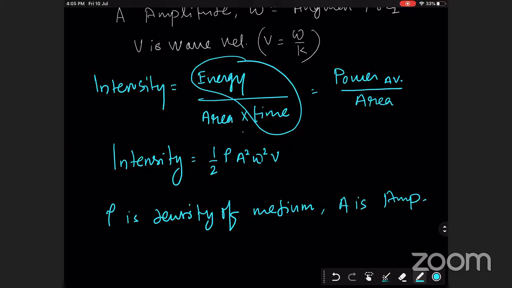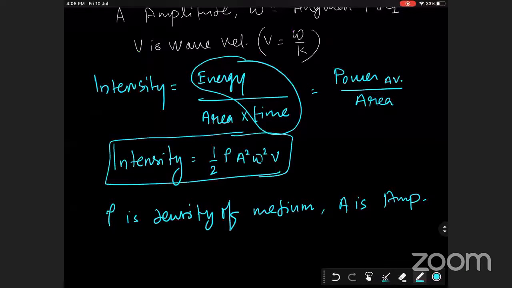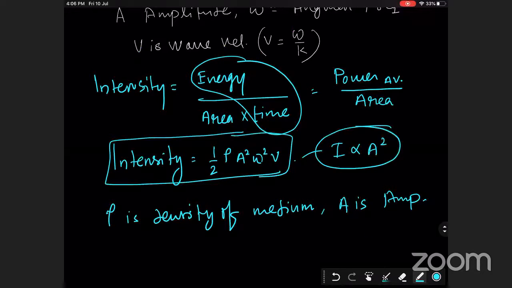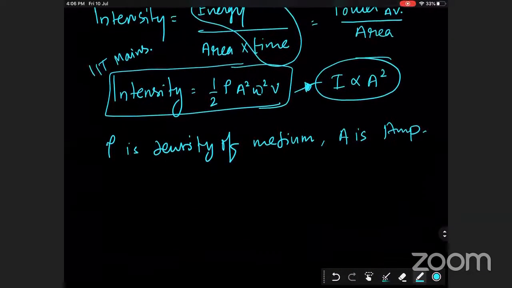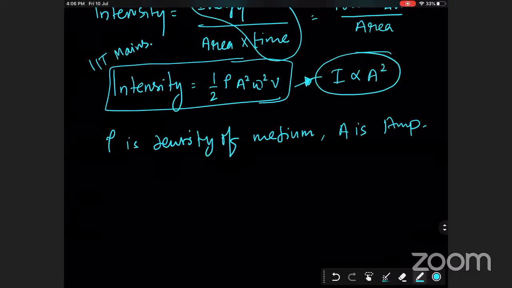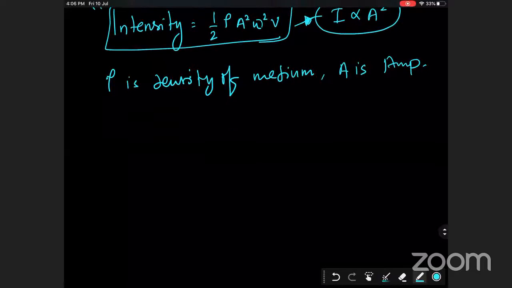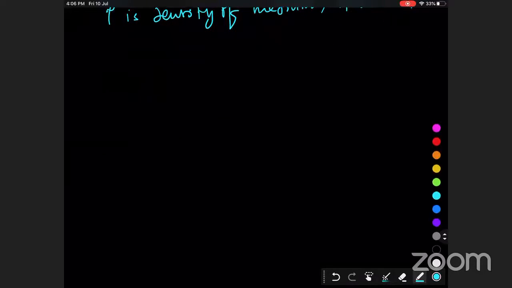Okay, so these formulas you will have to memorize. From here it follows that intensity is proportional to the square of amplitude. Okay, from here we can say that this formula is very, very important for IIT Mains. So these two formulas you need to mark. I cannot help you in this. You will have to memorize them, and their derivations are not easy, they are big and difficult. If you can remember the formula, then it is much better.